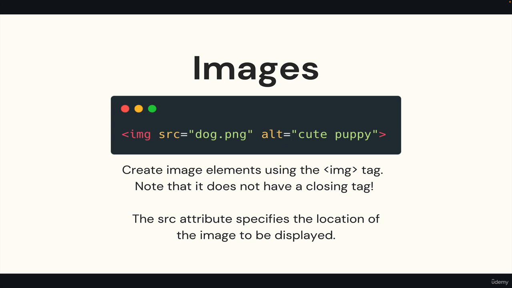All that we do is write img and then provide a source attribute, src. So this is like href, right? href is for a link. Source is the image location. It's the source of the image. And then we'll talk about alt in just a moment.